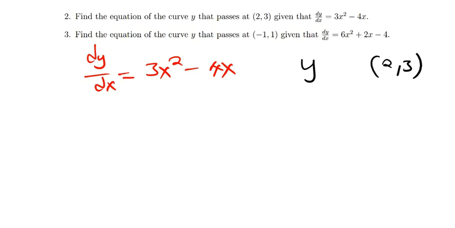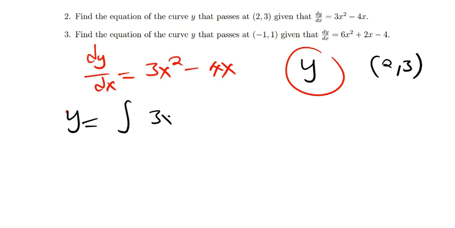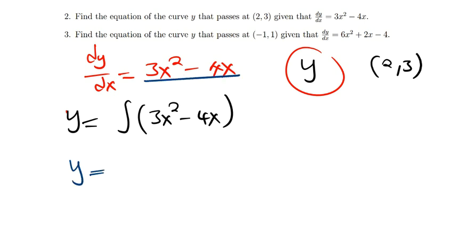So dy dx implies that you have differentiated the original curve y with respect to x. So if we are to find y, we need to integrate dy dx. So in short, y is going to be the integral of 3x squared minus 4x. Okay, so therefore let's integrate that.